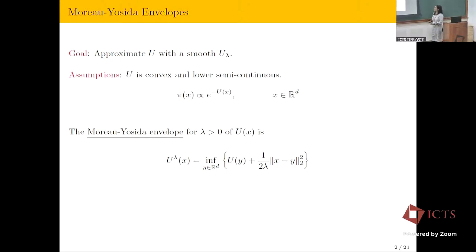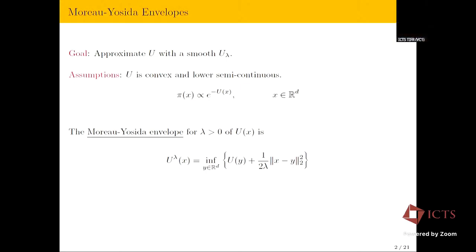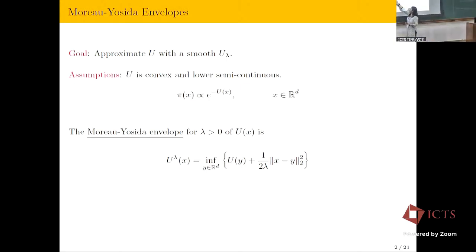The Moreau-Yosida envelope, for some parameter lambda greater than 0, that is your approximation parameter, that tells you how much approximation you want to impose, of U of x is going to be denoted as U lambda of x, and that's the infimum over y in R^d of U of y plus an L2 deviation penalty from x with a constant 1/(2 lambda). There's a way that one can interpret it, but that might take a little while.